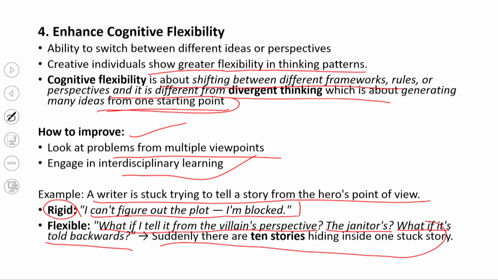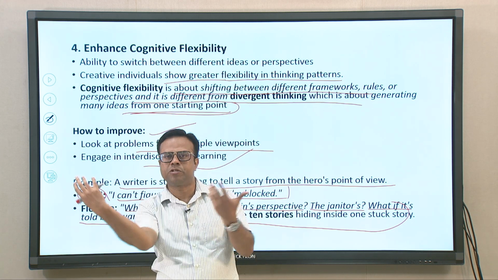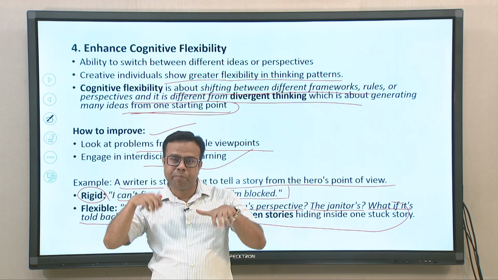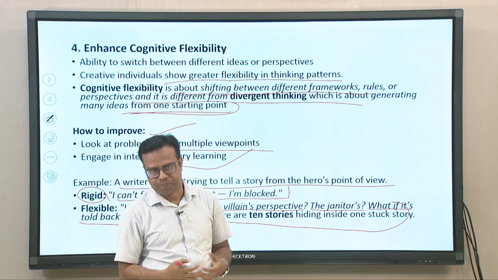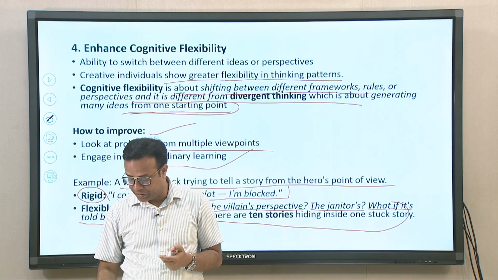So, the writer is only changing his perspective. The same story told from a different perspective can create multiple stories out of it. So, like this it can become more creative storytelling and so on. So, this cognitive flexibility can also enhance your creativity.